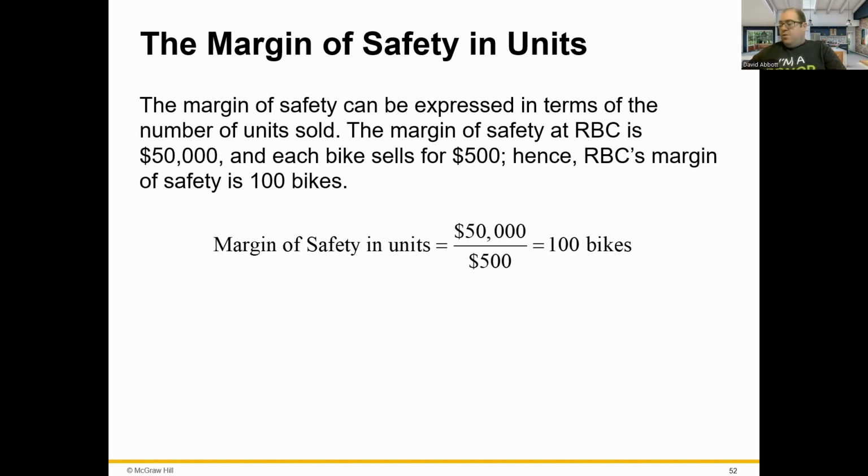Now we can also express it in terms of the number of units sold. Notice that break-even was 400 units and we sold 500 units. And so the margin of safety would be 100 units. We can calculate that by taking the 50,000 divided by 500, which is the selling price. And that gives us 100 bikes.